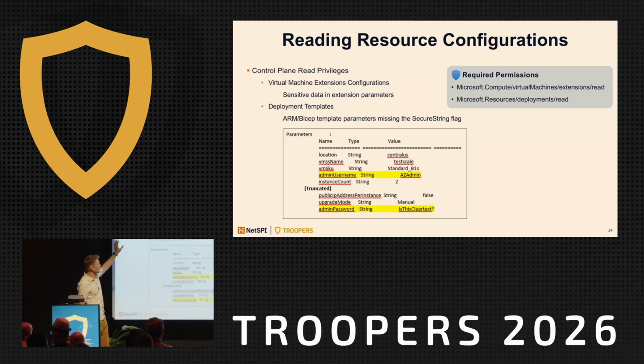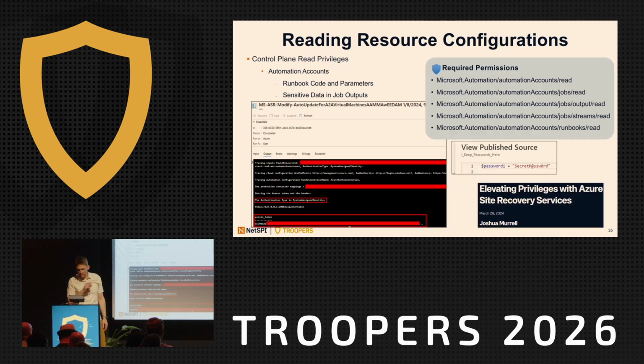These aren't like a one-for-one, like both of these things require both things. In this case, resources deployments read ties to the templates, the VM extensions read above that. So these are just kind of helpful reminders to tie things back to the permissions. Other interesting read things that we can dig into from an automation account perspective.